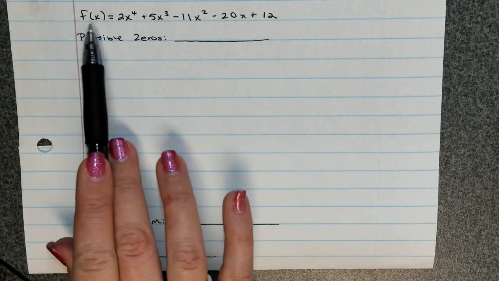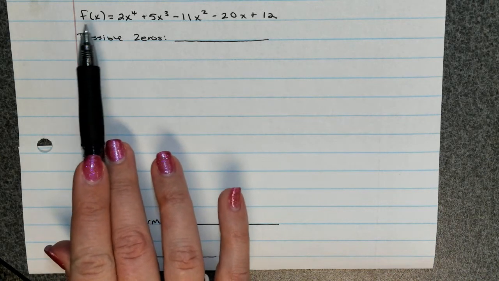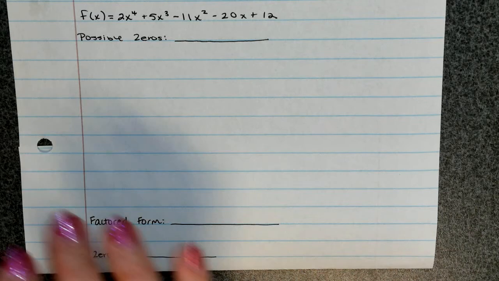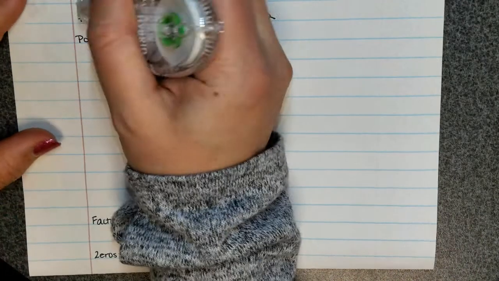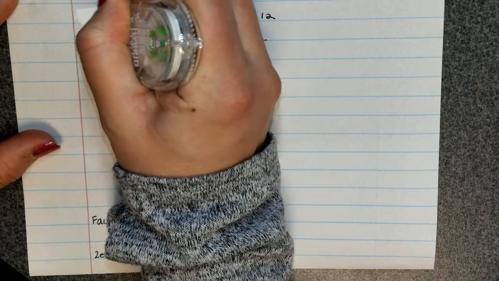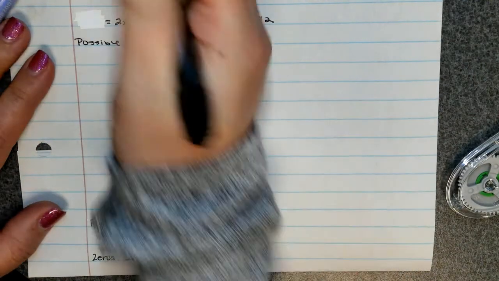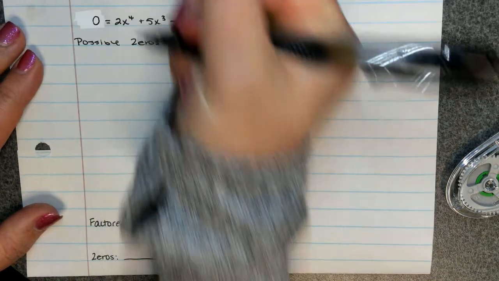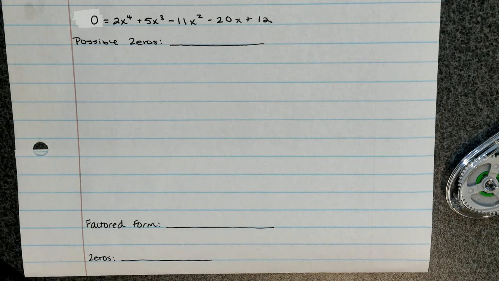Now, it really doesn't matter here. It is technically set equal to f of x, but it'd be the same as if this were set equal to 0, and we're finding the solution. So if you want to change it so that it's set equal to 0, if that makes more sense to you, then think about it that way, okay? But it has to be an equation, technically, to have roots or zeros or solutions. So it has to be set equal to something. It doesn't matter if it's f of x or 0 here.